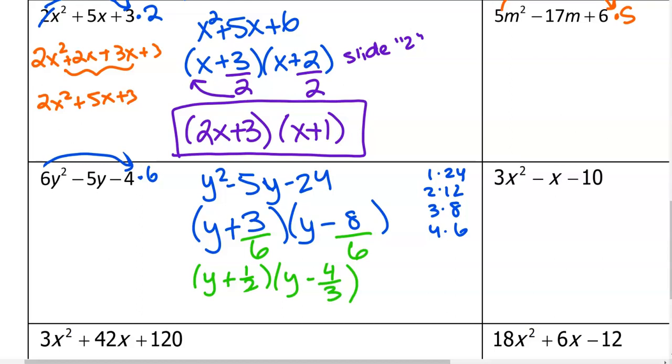I am at y plus 1 over 2. I cannot leave it that way because right now y times y is not 6y squared. That's how we know we're not done. So 1 over 2, what do I have to do with this 2? I have to move it to the front of my parentheses, like that. Okay, it gets promoted, it gets moved up.